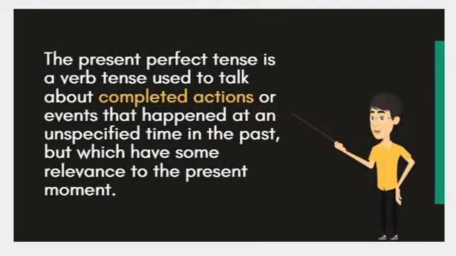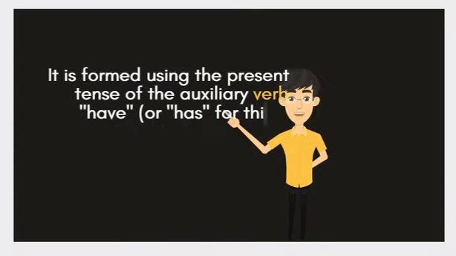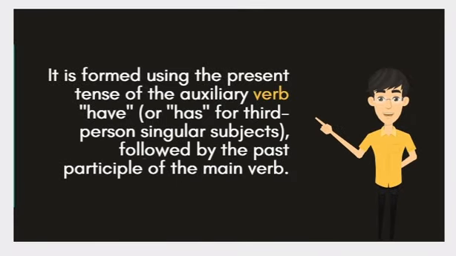The present perfect tense is a verb tense used to talk about completed actions or events that happened at an unspecified time in the past, but which have some relevance to the present moment. It is formed using the present tense of the auxiliary verb have, or has for third-person singular subjects, followed by the past participle of the main verb.